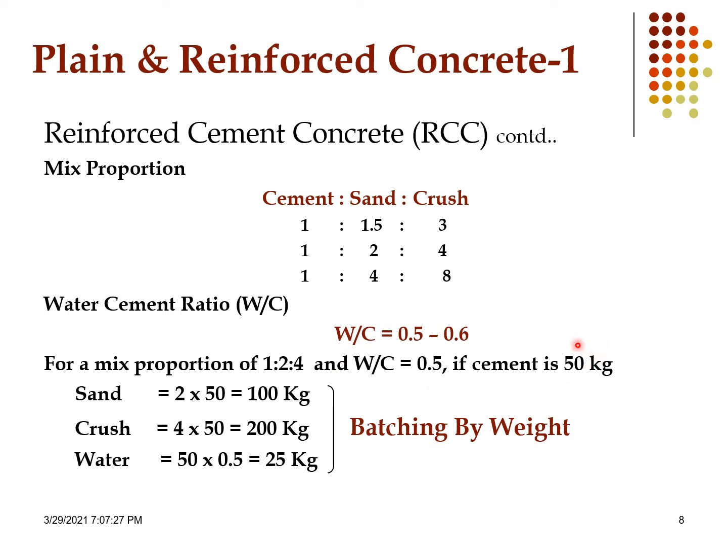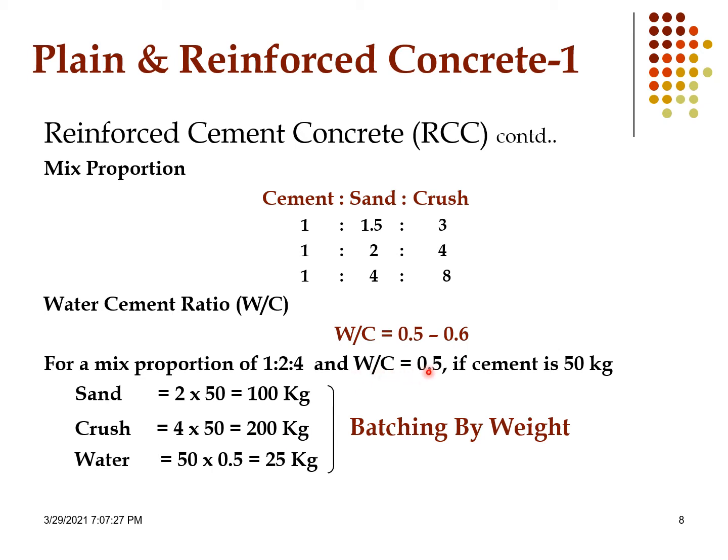So let's say I use cement equal to 50 kg. If I am using 1:2:4, then 50 kg is cement. If I multiply by 2 parts of sand, we will get 100 kg of sand, and if I use 4 parts of crush, then 4 multiplied by 50, we will get 200 kg of crush.